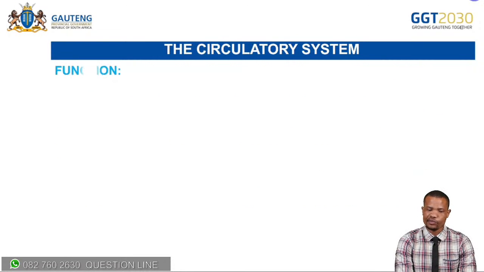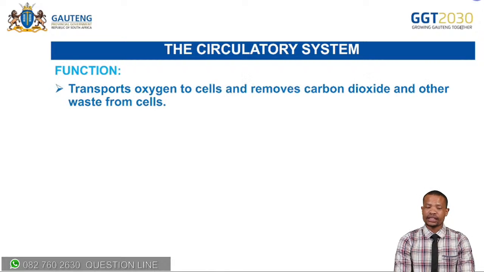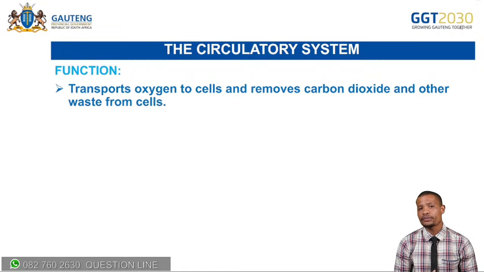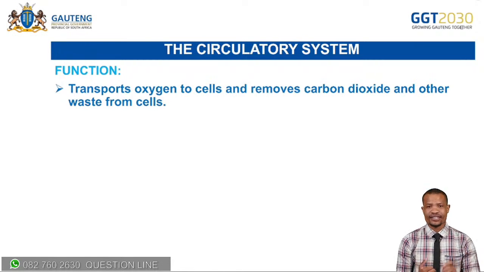Okay, let's continue. The function of the circulatory system. What does it actually do? Okay, it transports oxygen to cells and removes carbon dioxide and other waste from the cells. Remember we said cellular respiration needs what? It needs oxygen. Where does the oxygen come from? It comes from the respiratory system.